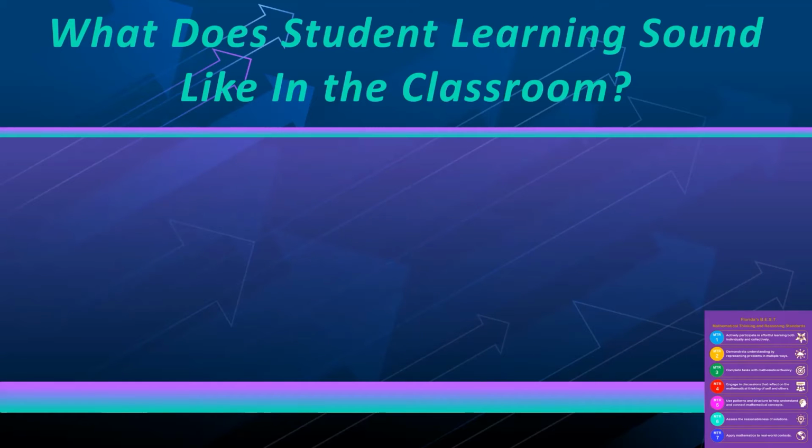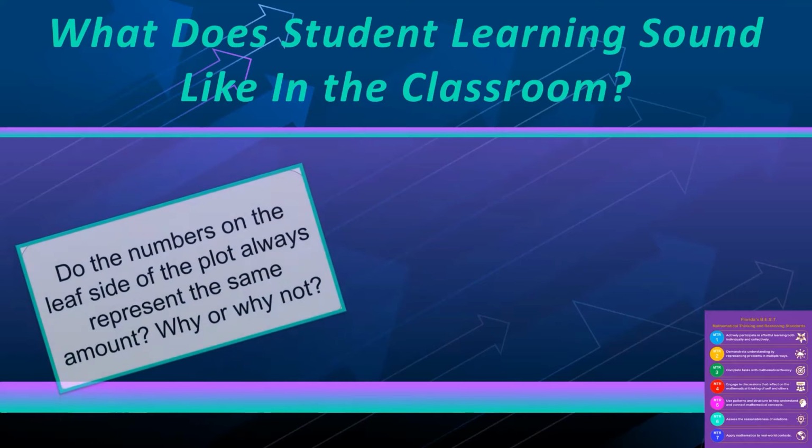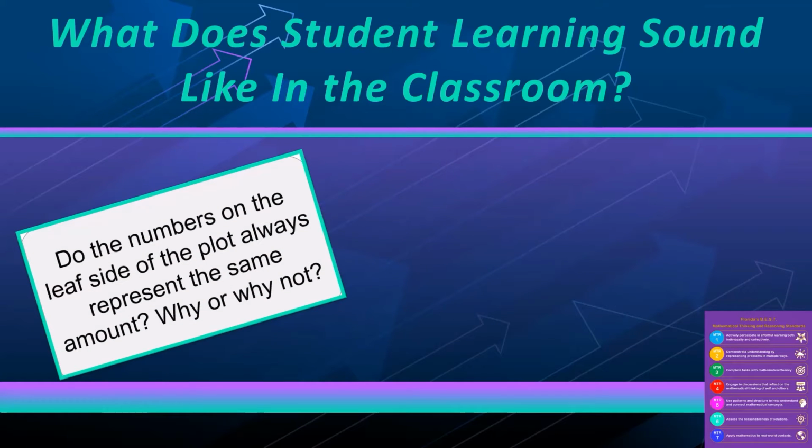What does student learning sound like in the classroom? If we were to ask students this first question, do the numbers on the leaf side of the plot always represent the same amount, why or why not? We would want students to explain that the stem and leaf plot is a way to organize data based on place value, and the leaf could represent a whole number, or it could also represent parts of a whole number like a fraction or a decimal.